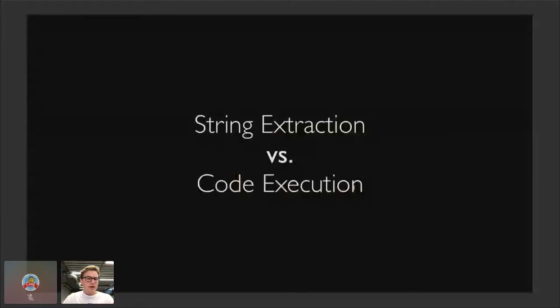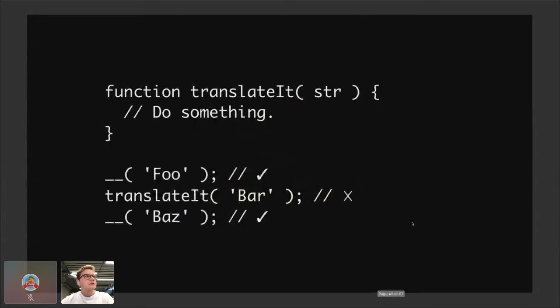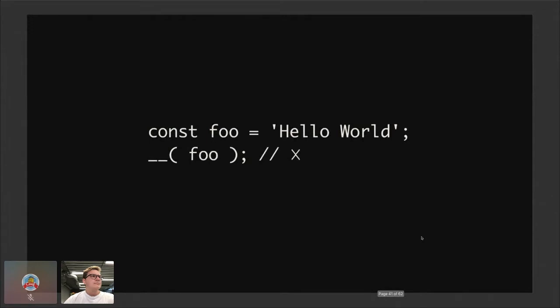So the first best practice I want to share with you is basically a reminder that string extraction is the opposite of code execution. So WP-CLI does not run your code, and it means that you cannot translate any variable, or use some other translation function, because WP-CLI will only look for the __ function, and it doesn't know what else there is. So you cannot put some text into a variable and then translate it. That doesn't work.